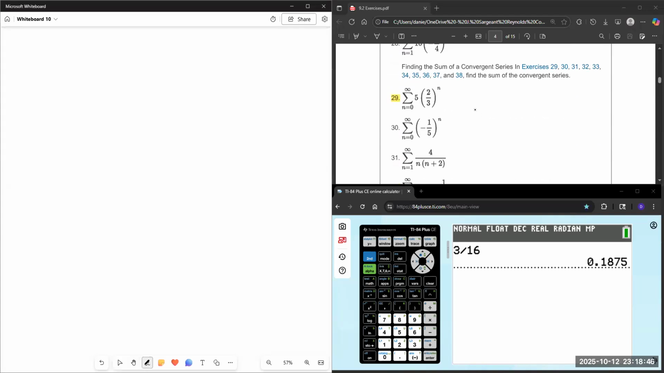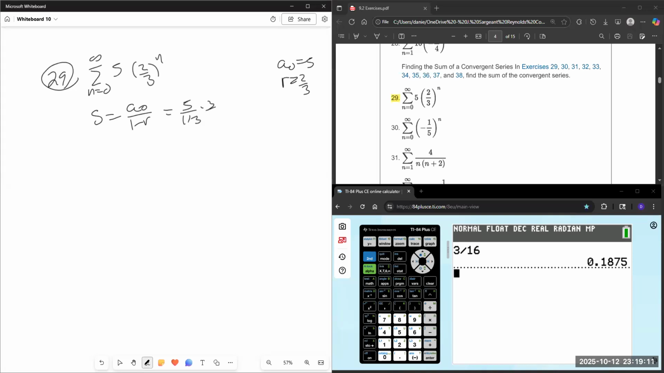Okay, find the sum of the convergent series. So here we go for number 29. Starting indexed at 0, so we get to use our formula we just talked about. Our a sub 0 is 5, our r is 2/3, so s is equal to a sub 0 over 1 minus r, which is 5 over 1/3. Multiply by 3 over 3 to get rid of the denominator, and my sum is 15.